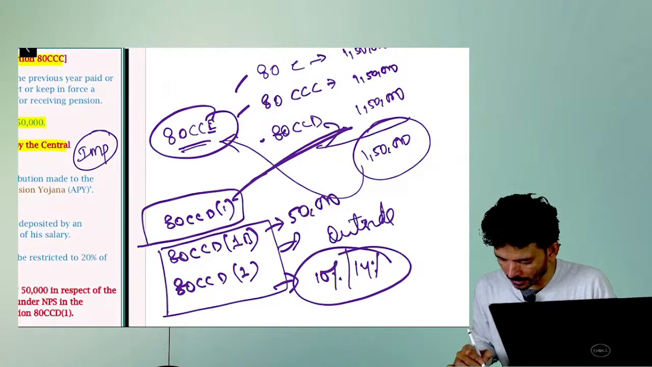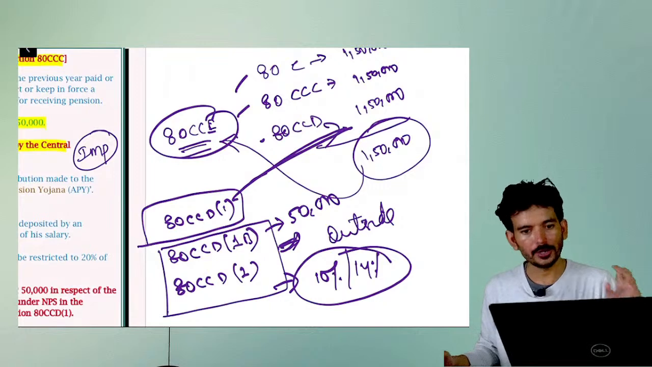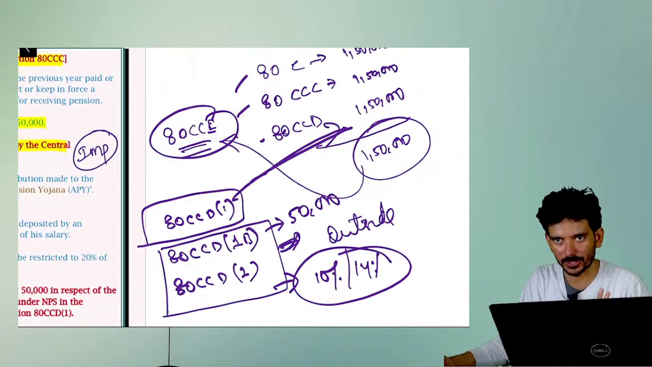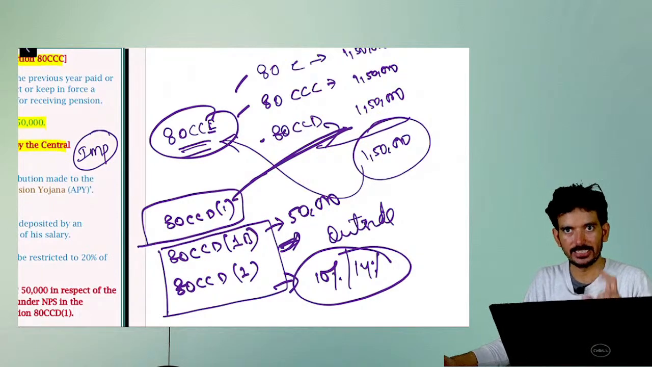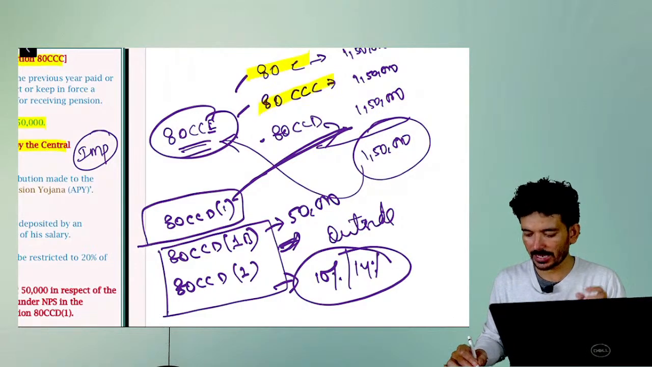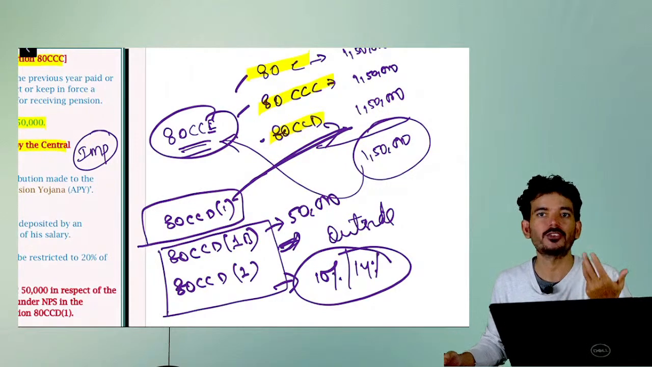So these two are outside the limit of 1.5 lakh. I know it is very confusing, I'll repeat one more time. 80CCE is a section, like a stopping section. That section is saying deductions under section 80C, 80CCC and 80CCD should not exceed 1.5 lakh.